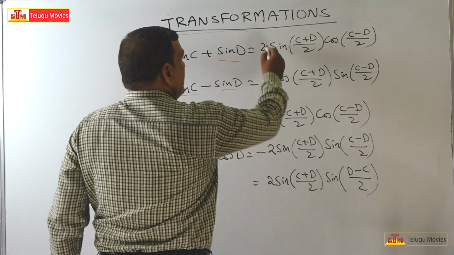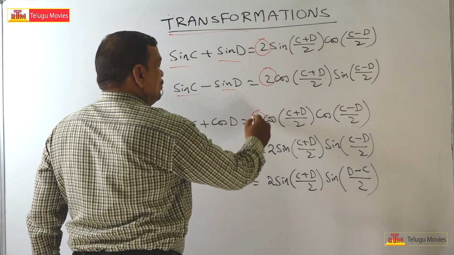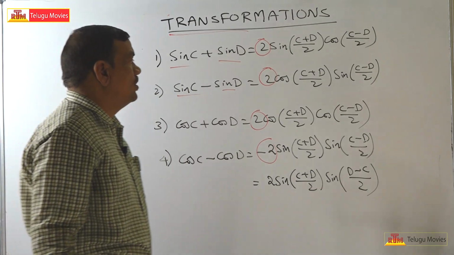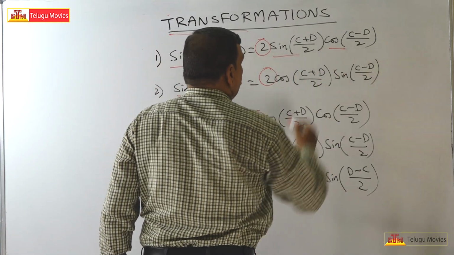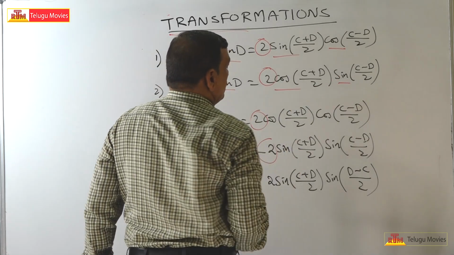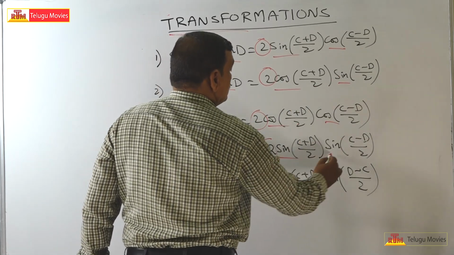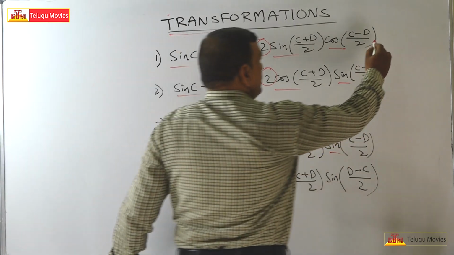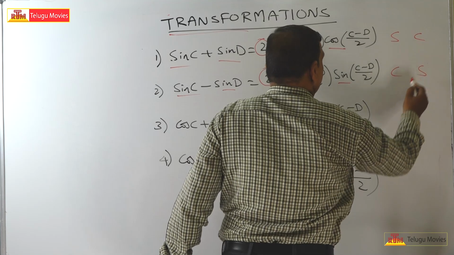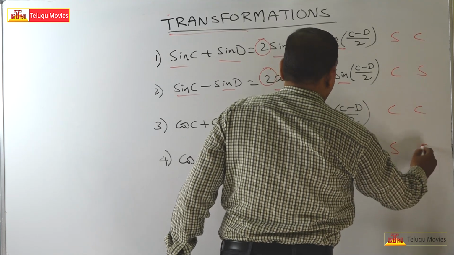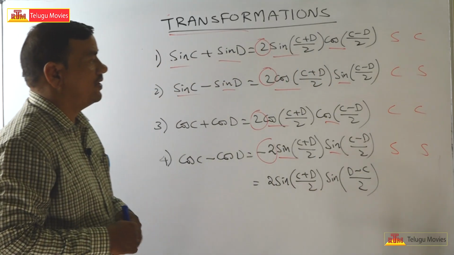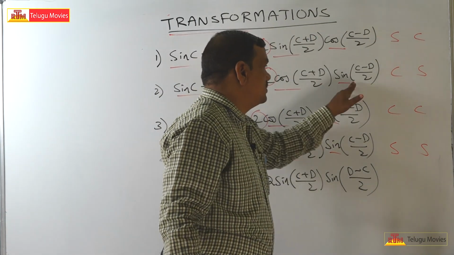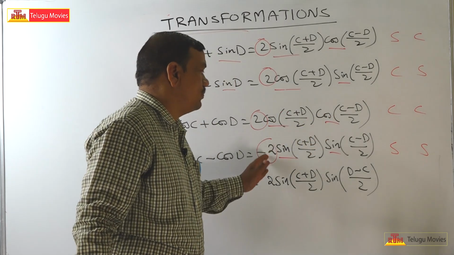See here, every formula starts with 2. Of course, the last one is minus 2. So here sin cos will come, cos sin will come, cos cos will come, sin sin will come. Like that you have to remember. That means the first one is sin cos, then cos sin, then both cos, then both sin. That is the order you have to remember.